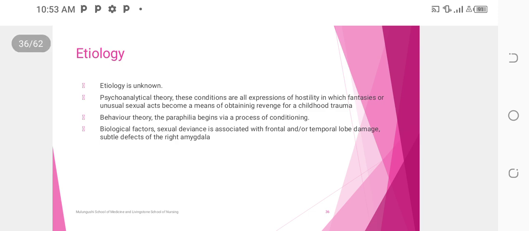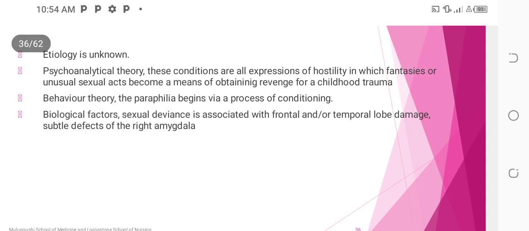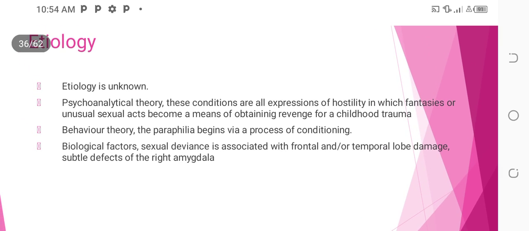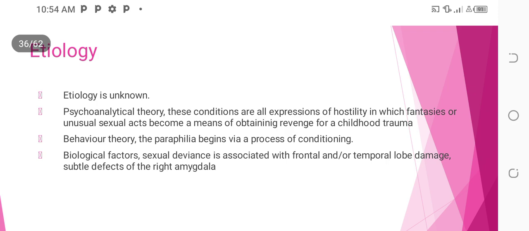Etiology is unknown, but psychoanalytical theory tells us that these conditions are all expressions of hostility in which fantasies or unusual sexual acts become a means of obtaining revenge from childhood trauma. Behavior theory entails that the paraphilia begins via a process of conditioning. We can understand this by saying the conditioning starts from childhood, where maybe a certain behavior is being tolerated by the parents and not being scolded.